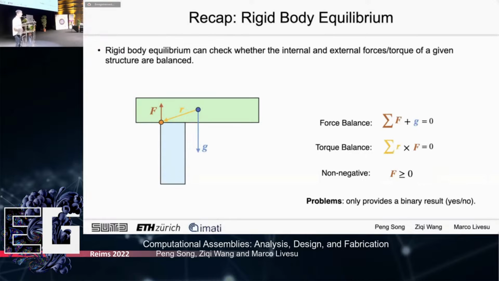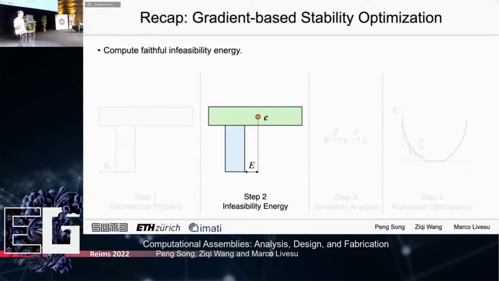And we also don't need to set up the force and torque balance equation for a fixed part. For the blue part, we don't need to set it up because it's fixed. And this kind of formulation will give us a check, a yes or no, on whether the structure is stable or not. However, it will not provide the actual infeasibility energy we showed just a minute ago about how unstable the structure is. So we need to find a good infeasibility energy formulation for this kind of problem.